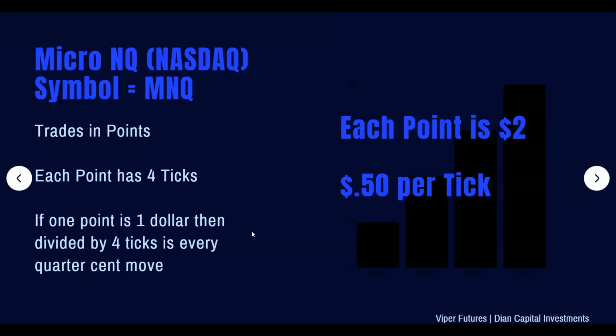Okay, the next thing we have is the micro NQ, and the symbol for that is MNQ. The symbols for the bigger contracts are just without the M. M is for the micro, and after that it's just NQ. It also trades in points. Each point has 4 ticks. Each point is $2 for the micro NASDAQ, and because it takes 4 ticks to get to 1 point, each tick is 50 cents.